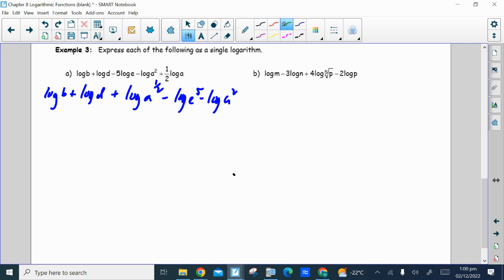And then like we did before, I put a bracket around those last two terms, which gives me log of B plus log of D plus log of A to the 1/2 minus, and if I add these brackets, that changes all the signs inside, so it becomes log of E to the 5th plus log of A squared.